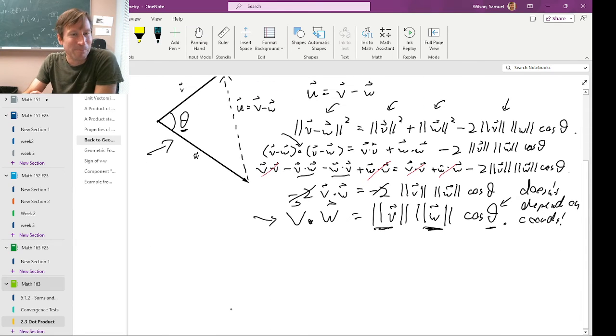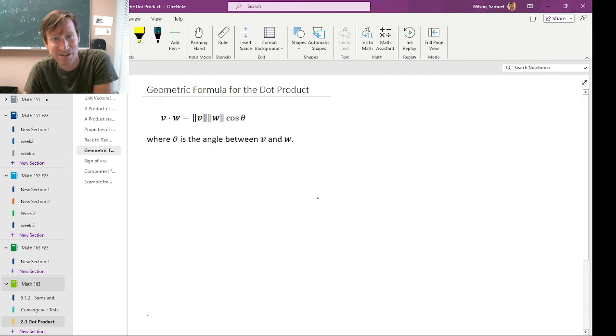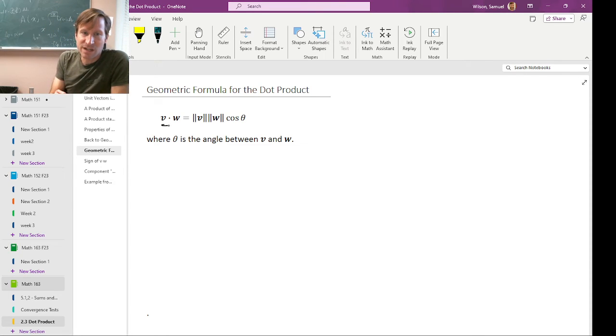So this is so important that I'm going to give this a name. I don't think everyone calls it this, but I call it this. I call this the geometric formula for the dot product, right? So this is a super key fact about the dot product. This is the reason why the dot product is important. So v dot w is equal to the magnitude of v times the magnitude of w times the cosine of the angle between them. All right.